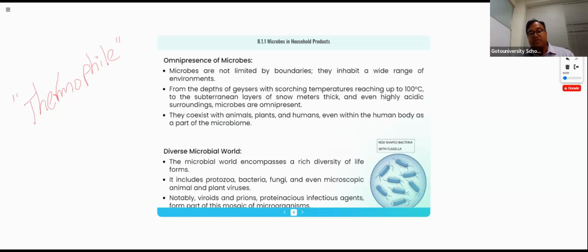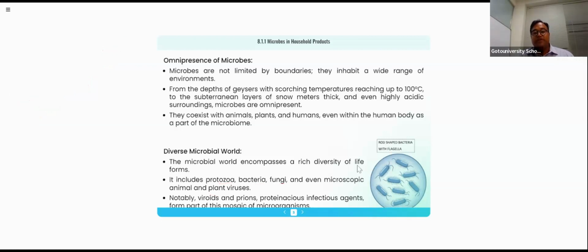In the diverse microbial world, not only protozoa, bacteria, and fungi are existing, many viruses are also existing. Sometimes we are using bacteria, sometimes fungi, sometimes viruses for getting the valuable components, right? In household product applications, we are not using viruses. For making biofertilizers and biopesticides, we are using viruses, right?